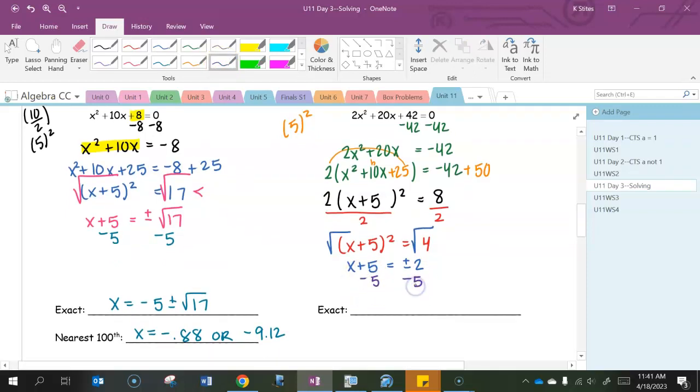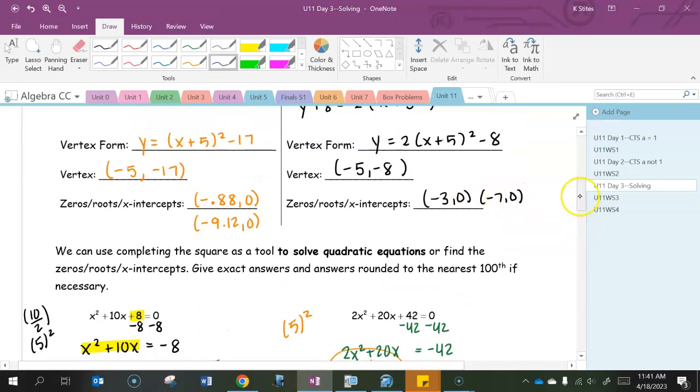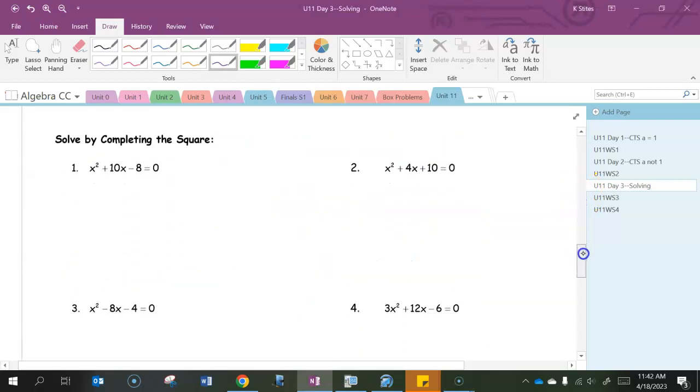Okay, now remember, this is two answers. This is saying positive 2 minus 5, which is -3. And it's saying -2 minus 5, which is -7. And lo and behold, look, same answers as above. Okay, so now we're just going to try several different examples.